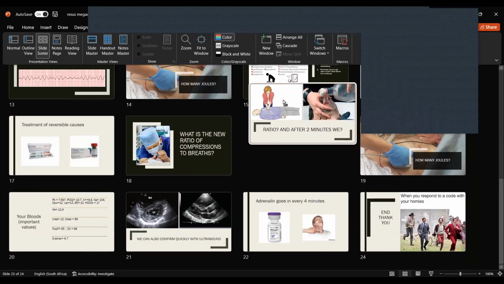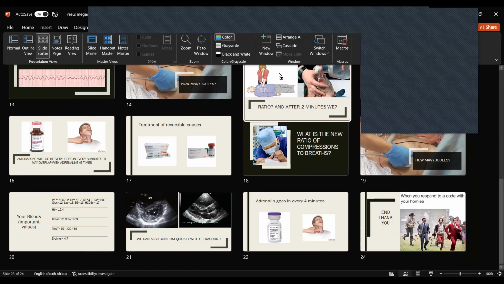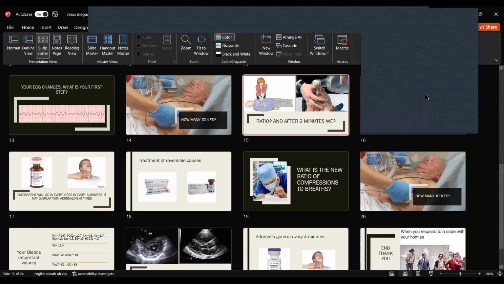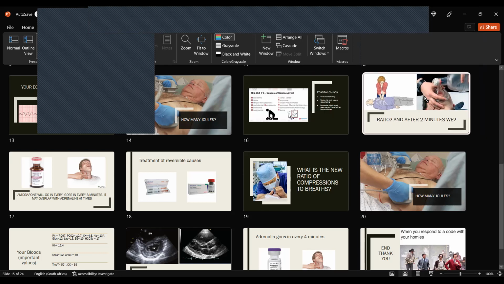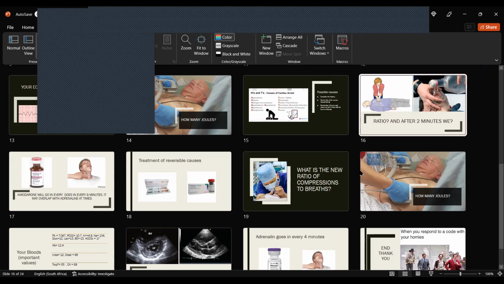So let's just move that up here. Just want to move it behind. Let me just move these guys across. One second. All right. So we're going to continue with that. Sorry.